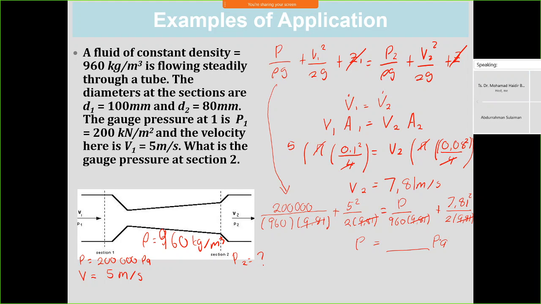Can anybody calculate the pressure? Okay, I think you can calculate by yourself. So is it okay for this example?